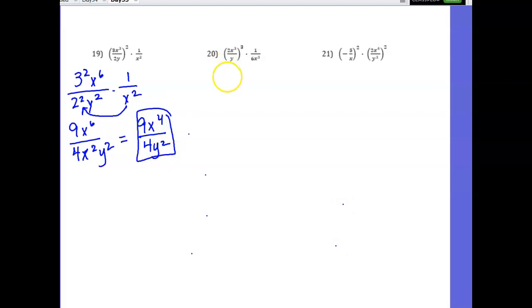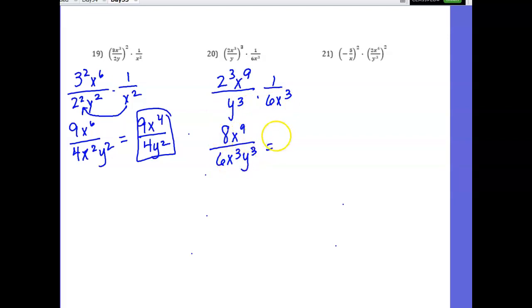All right, number 20, 2 would be to the 3rd power, x would be to the 9th power, okay, and then y would be to the 3rd power. That's our first step, and then we multiply that by 1 over 6x to the 3rd. So 2 to the 3rd is going to be 8x to the 9th, and we'll move the coefficient out front, and we get 6x to the 3rd, y to the 3rd. So now we can simplify 8/6 and we get 4/3, and x to the 9th divided by x to the 3rd would be x to the 6th, and then on the bottom we've got our y to the 3rd.